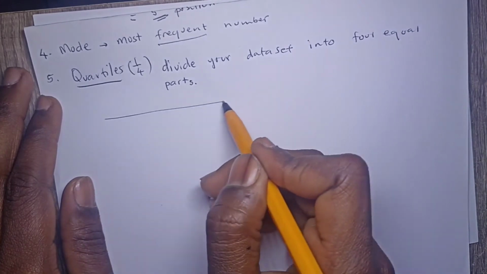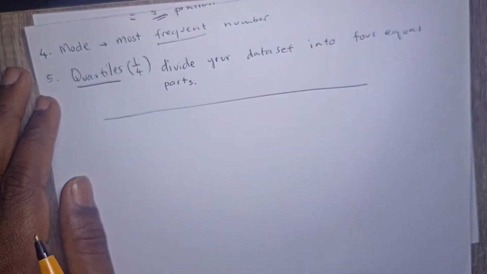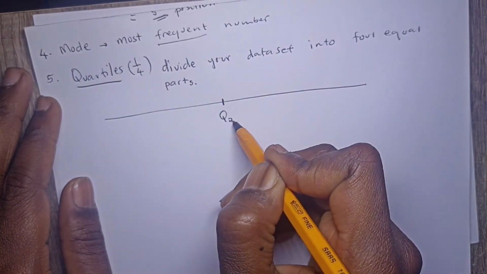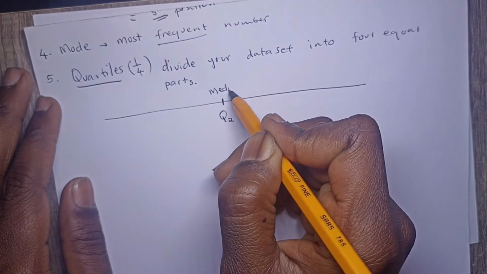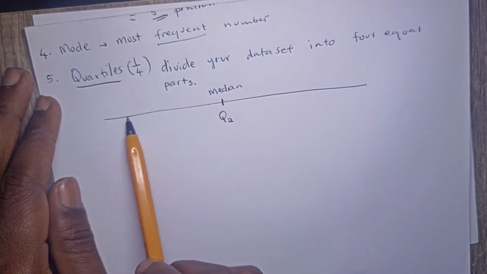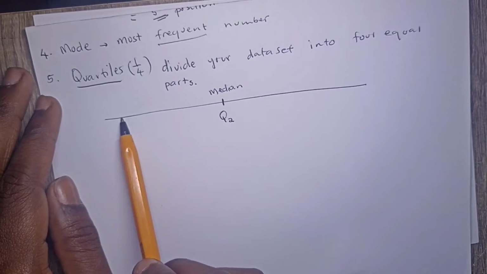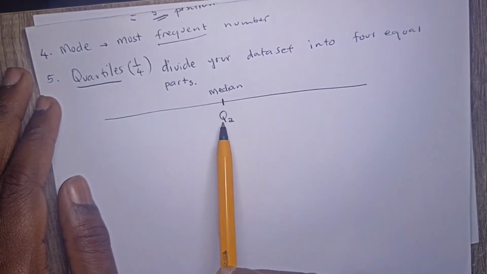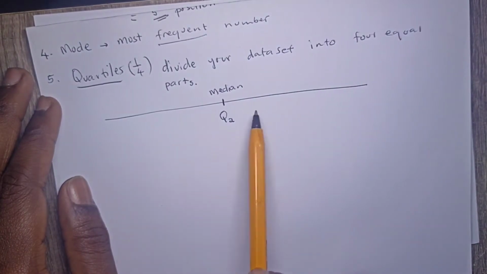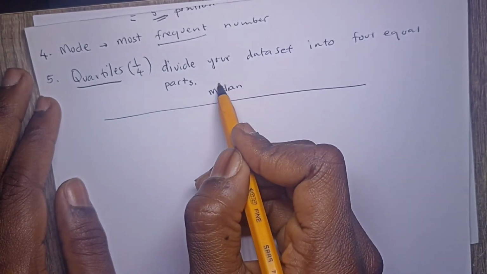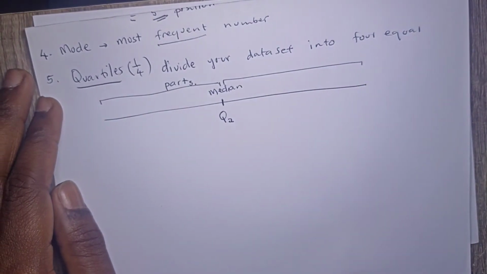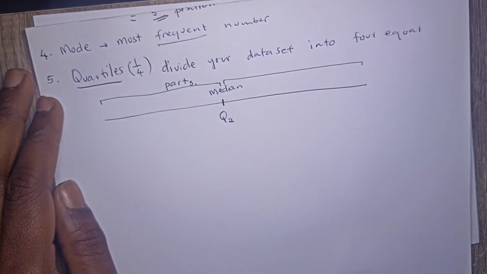So let's say we've got a data set like this. You're given values like that. Firstly, we're going to identify Q2. What is Q2? Q2 is the median. The median divides the data into 2 equal parts, so this part must be equal to this part. It's actually the middle number, like 50%. So we've got the first half and the second half, and the values on this side and this side must be the same.